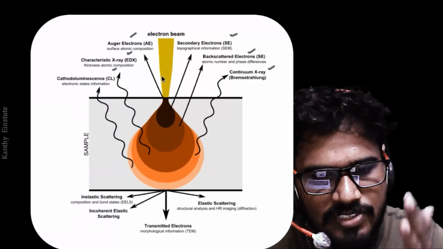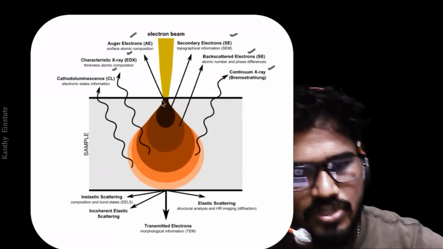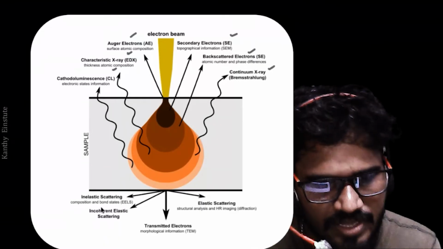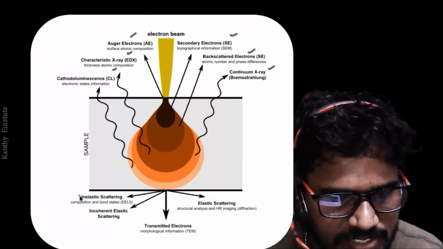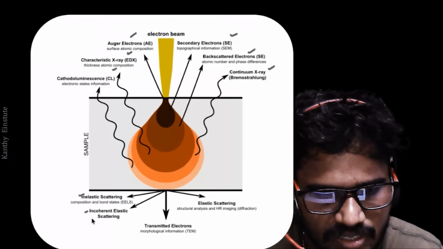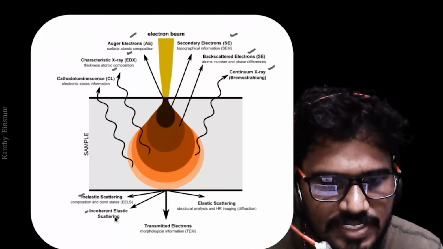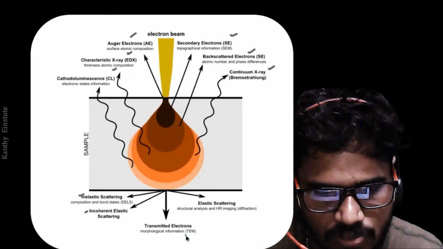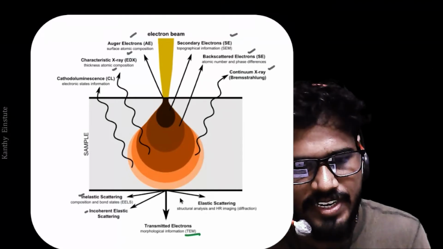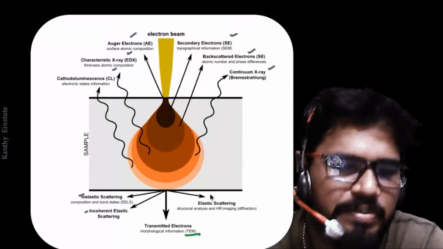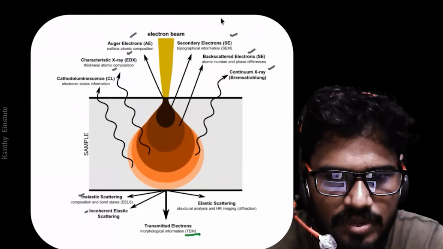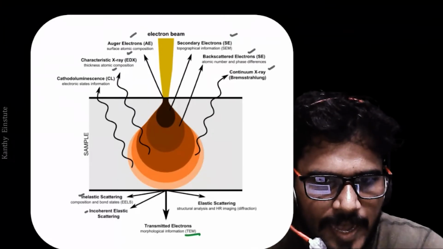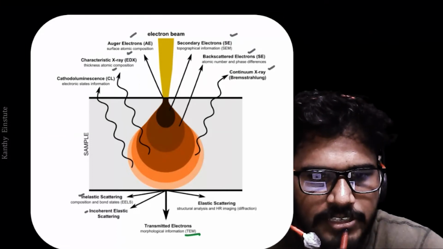And somehow the electrons manage to go through the sample, typically a thin sample. Then on this side you have inelastic scattering, elastic, incoherent, inelastic, elastic scattering. There you have transmission, electrons that got transmitted. There are different types of scattering happening on the other side of the sample. So there are many aspects, types of bounce back that happen in the interaction between the electron beam and the sample.